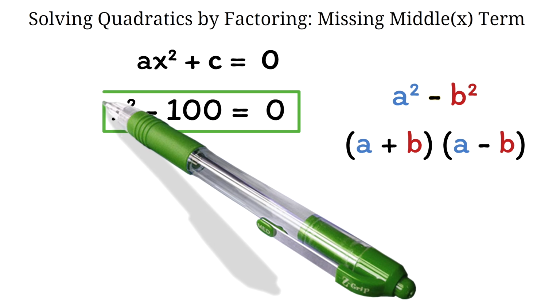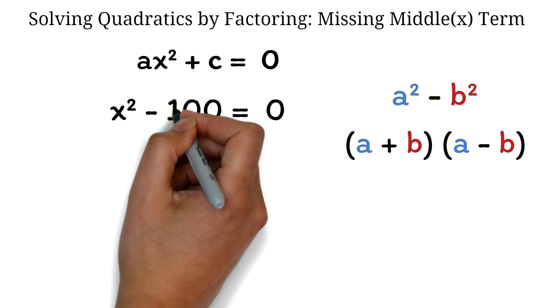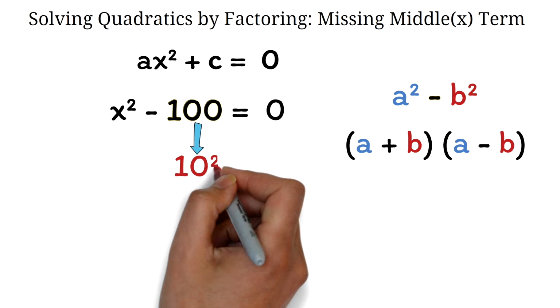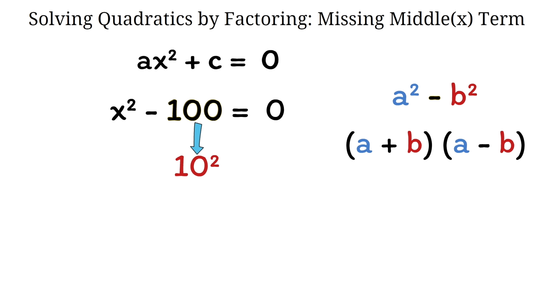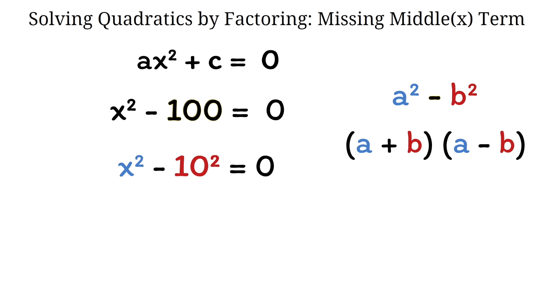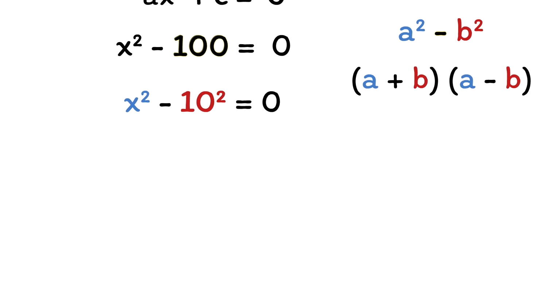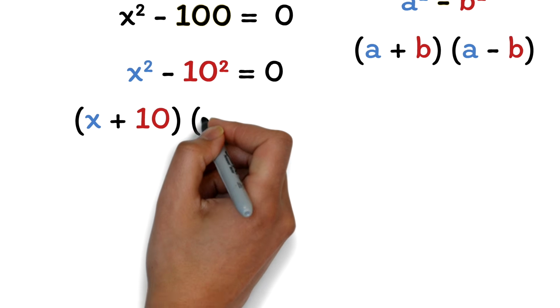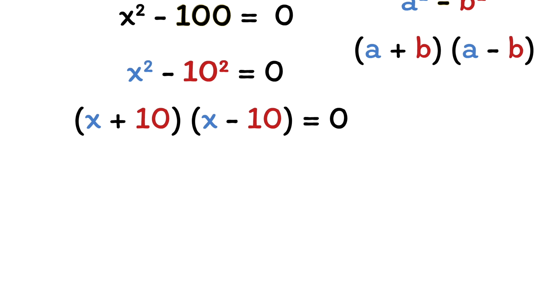So for this equation, the first step is to recognize that 100 can be written as 10 squared. We can now rewrite the equation as x squared minus 10 squared equals 0. Now we apply the difference of two squares to factor it. We will have x plus 10 times x minus 10 equals 0.